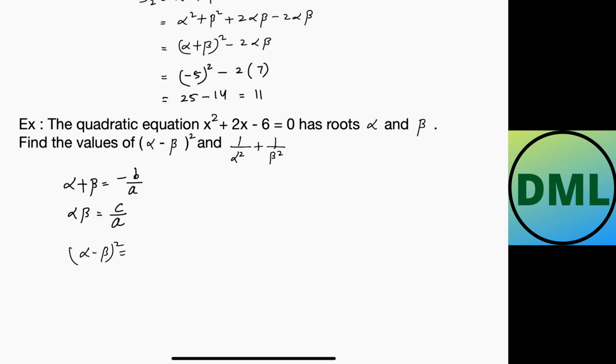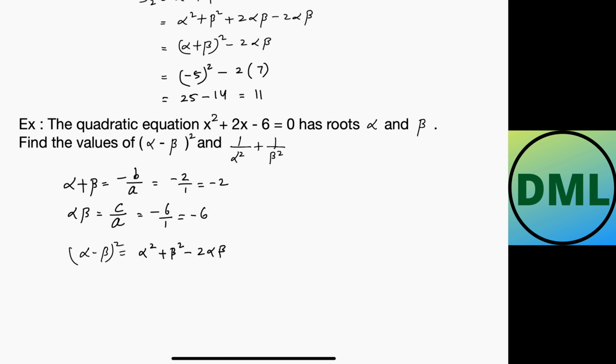Let's expand it here. Alpha minus beta the whole square will be written as alpha square plus beta square minus 2 alpha beta. If we write down the value for alpha plus beta from the given equation here, we can find out that minus b over a is minus 2 over 1, which is equal to minus 2. Alpha beta is c over a. My c value is minus 6. So minus 6 over 1, which is equal to minus 6.